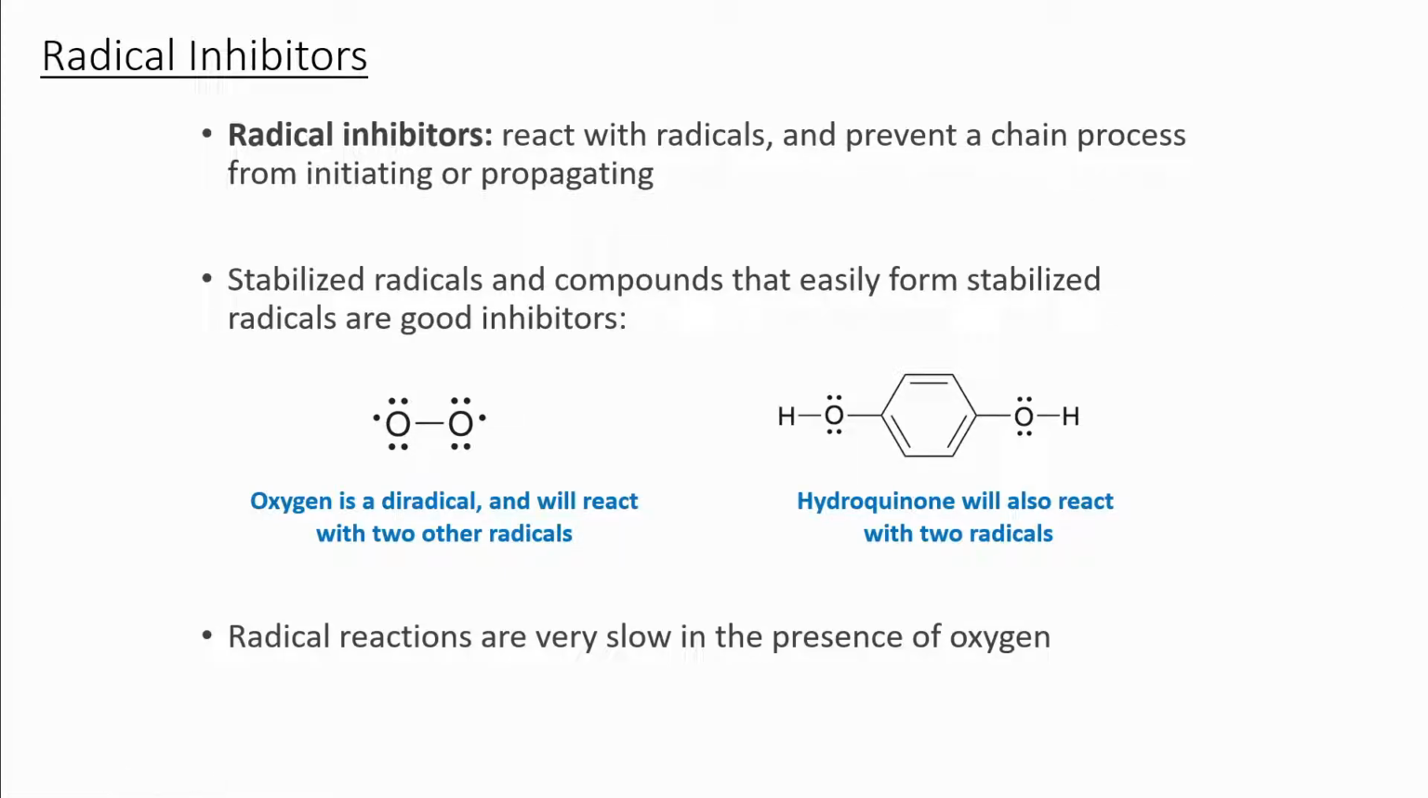Radical inhibitors are used to prevent chain reaction processes from initiating or propagating. Some of these are stabilizing agents and compounds that can be easily formed to stabilize radicals. For example, hydroquinone will react with two radicals and quench them.